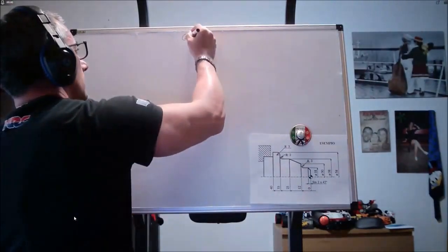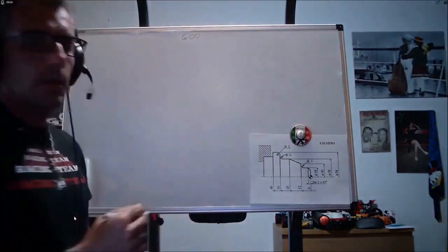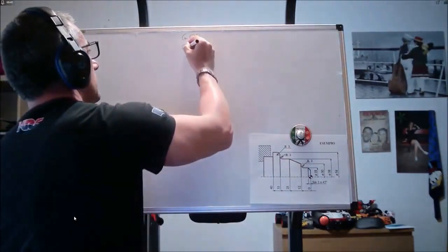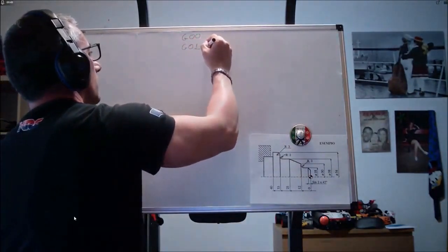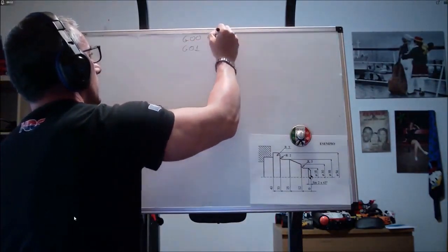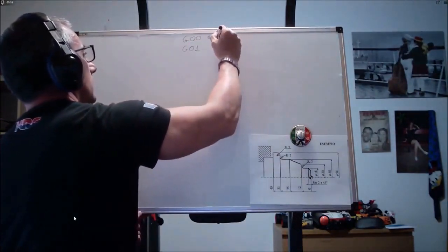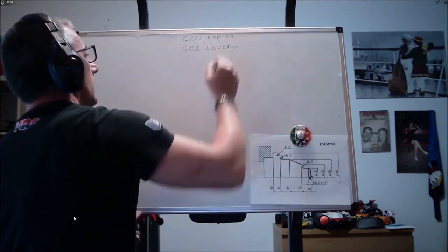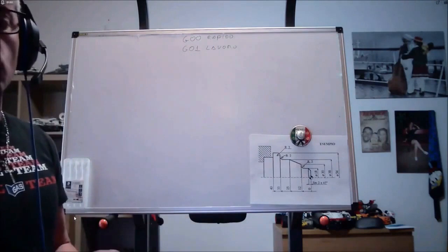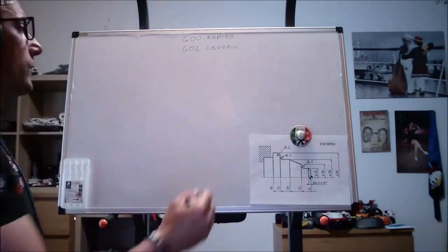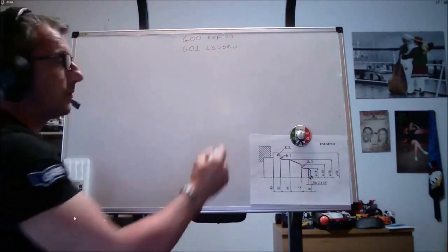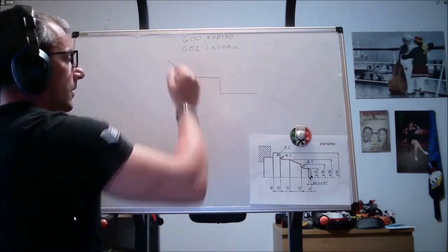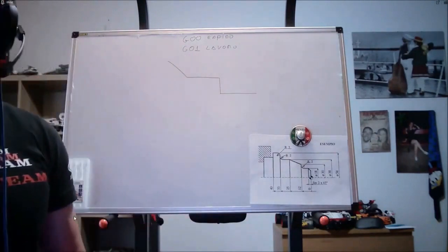We have seen that G00 moves the machine rapidly. G01, however, is a linear interpolation, meaning that if I set G01, the machine makes movements of this type, straight lines.